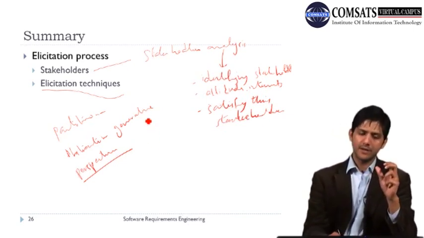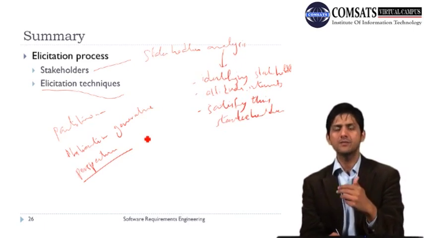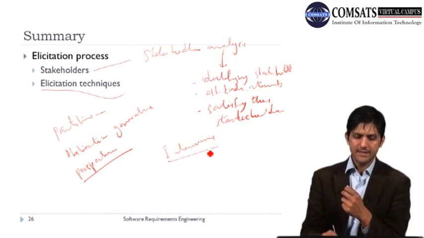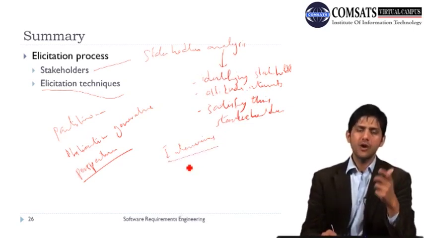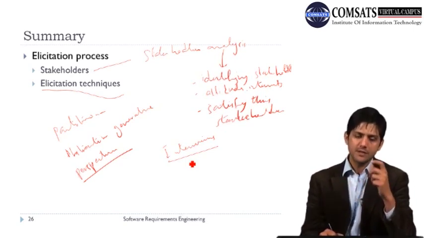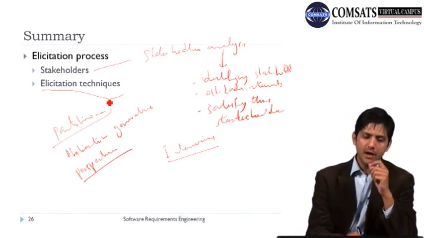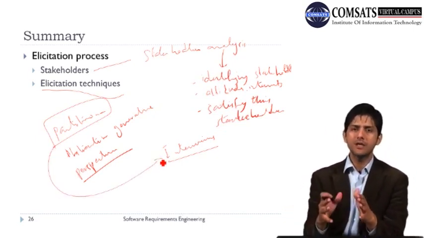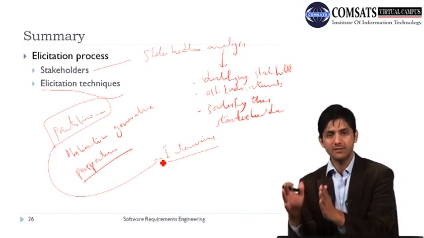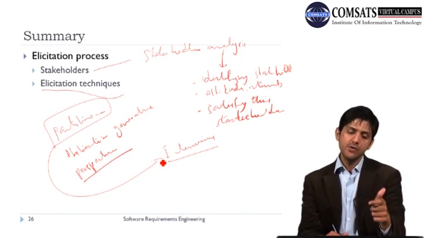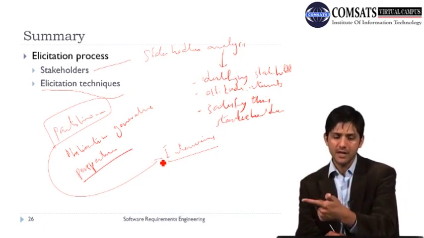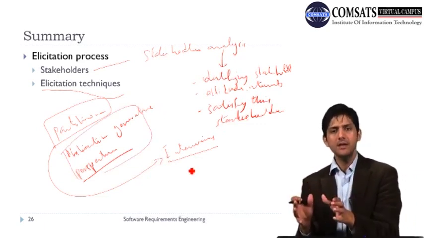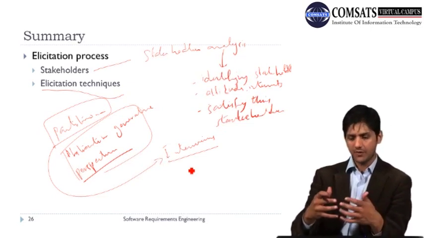For example, one elicitation technique that we have discussed in today's lecture is interviews. As I said, if you want to elicit very specific requirements from a certain stakeholder, then you are partitioning your requirements, and your interview would be different. Your interview might be close-ended. You will be asking very specific questions because you want very specific answers. Whereas if you are generalizing, or if you want to take the perspective of that stakeholder, then your interview can have open-ended questions.